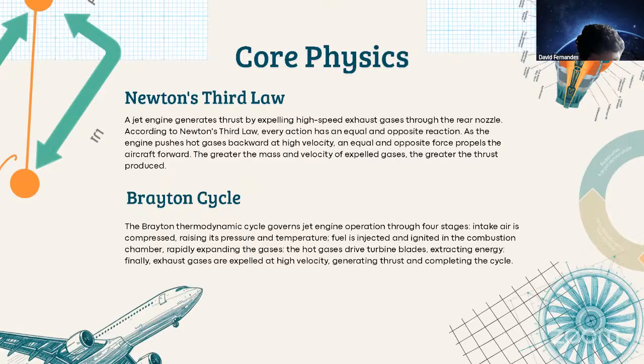Brayton's cycle. The Brayton thermodynamic cycle governs the jet engine operation through four stages. Intake, air is compressed, raising its pressure and temperature. Fuel is injected and ignited in the combustion chamber, rapidly expanding the gases. The hot gases drive the turbine blades, extracting energy. Finally, exhaust gases are expelled at high velocity, generating thrust and completing the cycle.